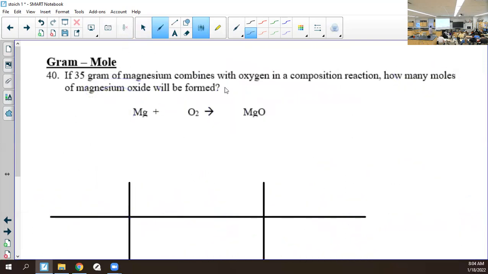If we have 35 grams of magnesium and it combines with oxygen in a composition reaction, how many moles of magnesium oxide will be formed? Okay, so first step always is to balance it. This one's a very common one, a 2, a 1, and a 2. Okay, now remember, don't try and make it match exactly the previous one. Follow the process. See if you can do that on your own for the next 2 minutes.